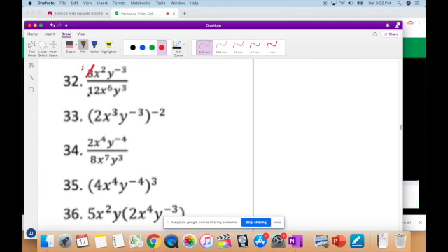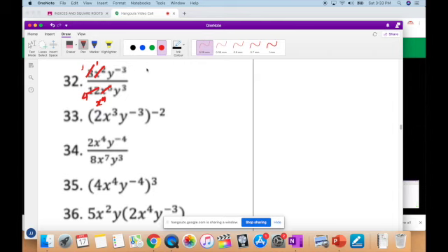3 into 12 is 4. Of course, this x could go, so that'll be 1. And when I go into 6, I'll have x to the 4th remaining under here. And then the negative 3's I wouldn't know about.